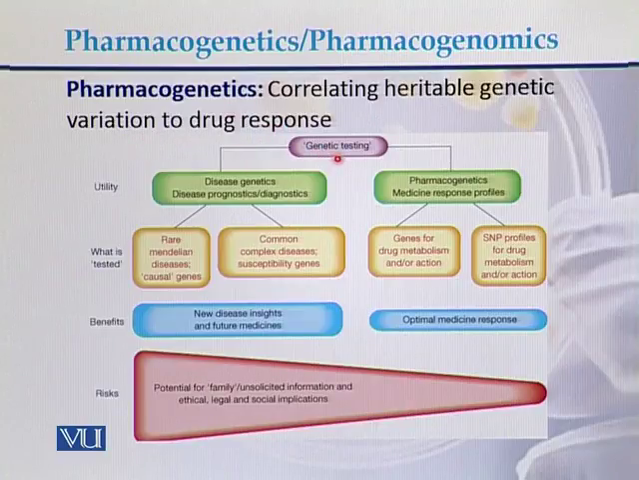Here, if we have to do genetic testing, on one hand, disease genetics can be studied, while on the other hand, pharmacogenetics or pharmacogenomics can be performed. In case of disease genetics, we can identify rare Mendelian diseases, common Mendelian diseases, or complex diseases. In case of pharmacogenetics, genes for drug metabolism or SNP profiles are studied.